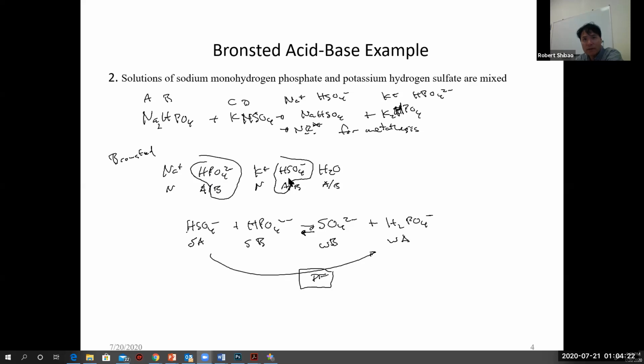HSO4 minus is the same. It can donate a hydrogen or accept a hydrogen. Water is the same. It can donate a hydrogen or accept a hydrogen. And so all three of these are amphoteric, both acids and bases. So we just pick the strongest acid and the strongest base based on the chart, and transfer hydrogen from the strongest acid to the strongest base. So hydrogen goes from the HSO4 minus to HPO4 2 minus, so those products are going to be sulfate and dihydrogen phosphate.